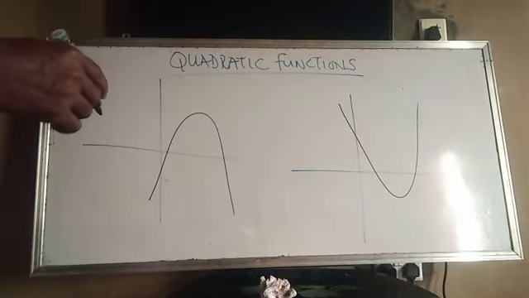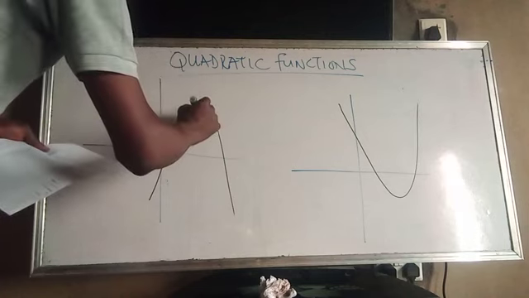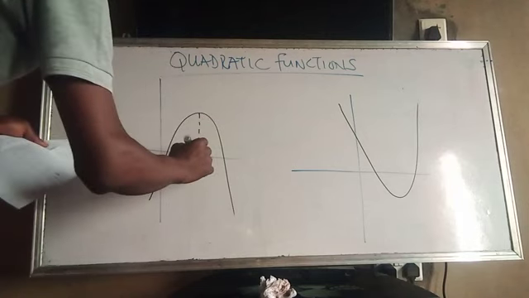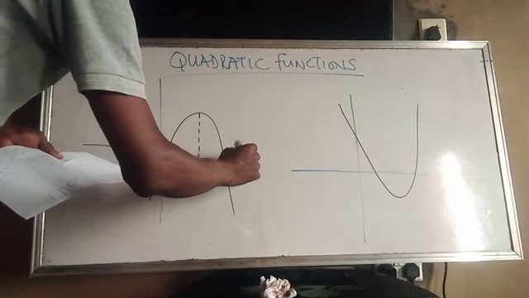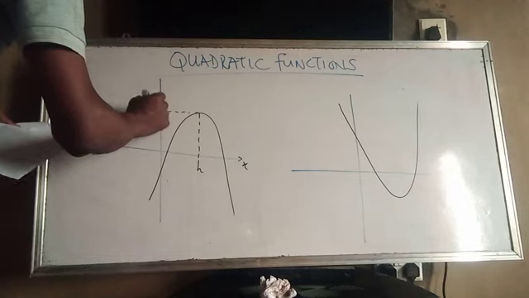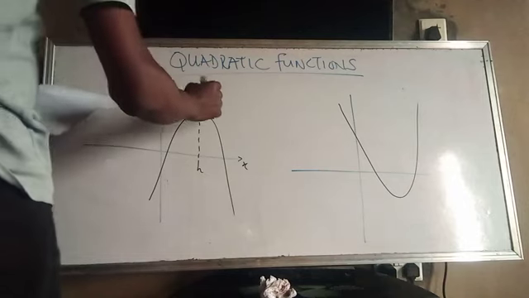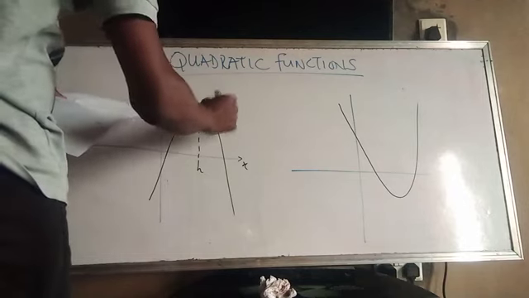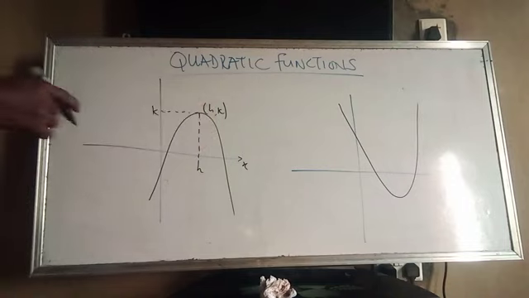So here, let's extrapolate it down to the x-axis. We call this one h. Let's extrapolate this one to the y-axis. We call this one k. So the coordinate point there is h, k. Don't forget this is our origin.